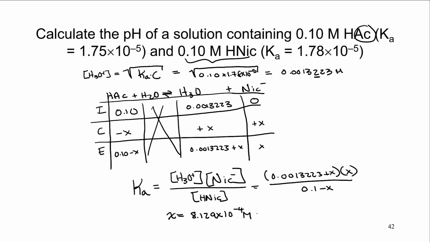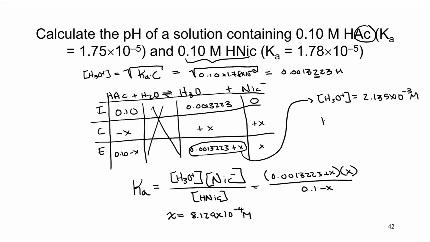Now, you can't calculate pH from this value of x because pH depends on all the hydronium, and we assumed some came from this value here. So now what I have to do is take my value of x in here, and then if I do that, my concentration for hydronium ends up being 2.135 times 10 to the minus 3rd molar, and it gives me a pH equal to 2.67.